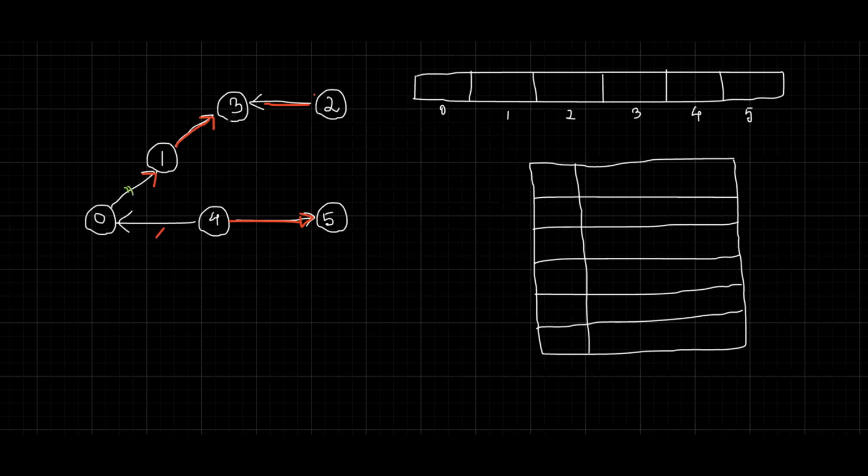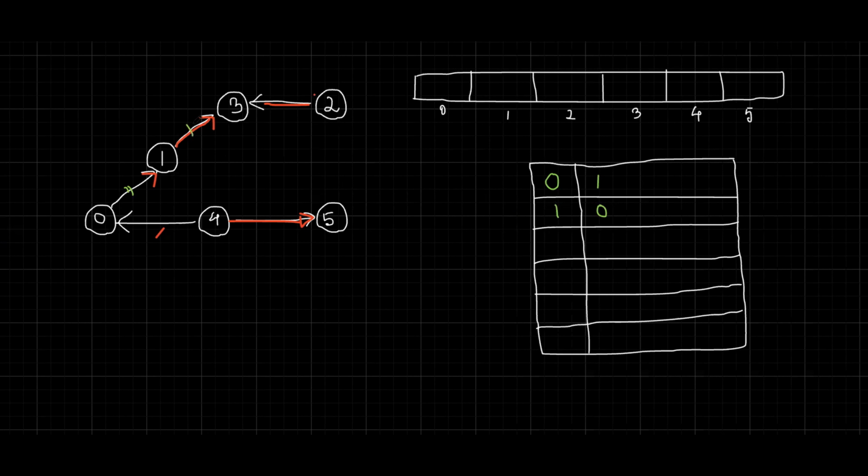For this edge 0 to 1, we have to insert 1 in the adjacency list of 0. So here, basically, it is a positive value 1. That means that it is an outgoing edge from the node 0. Now again, we have to insert minus 0, or basically minus 0 does not mean anything. We have to insert 0 in the adjacency list of 1. This is the trickiest way to build the adjacency list.